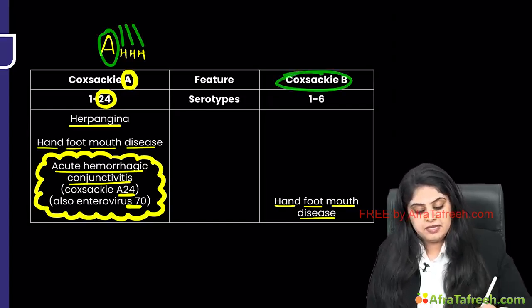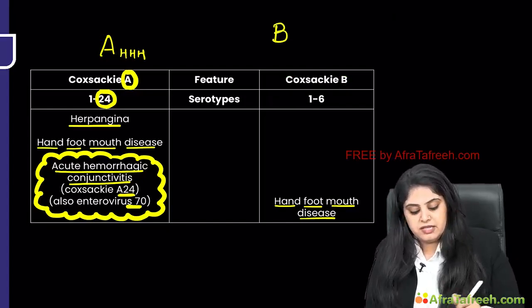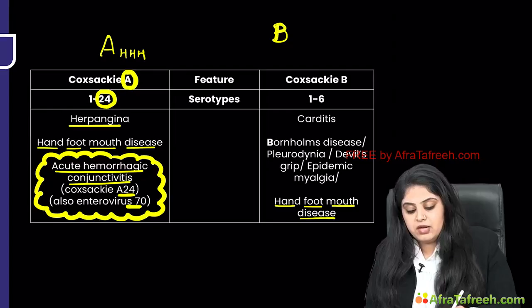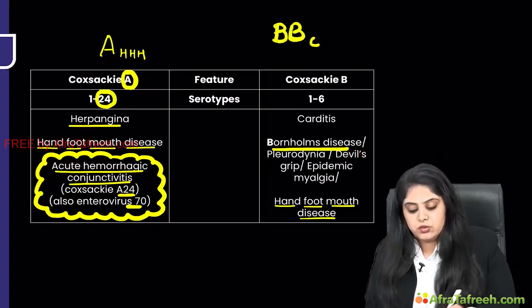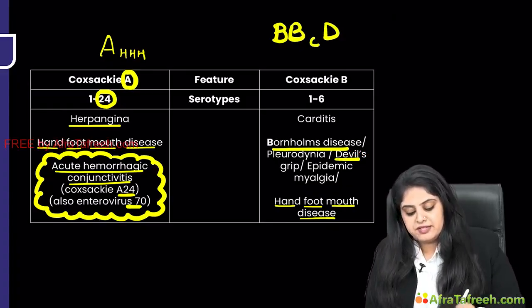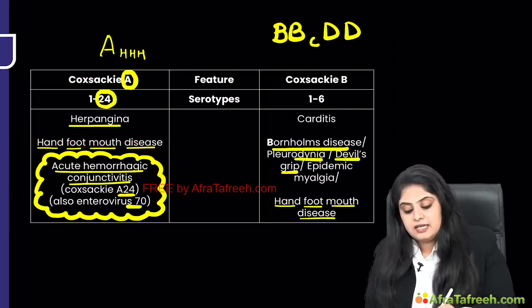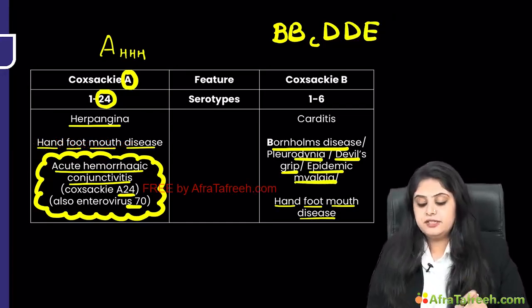Whereas Coxsackie B, hand-foot-mouth disease it does cause, but with B, you will start making a list. And it causes something called Bornholm disease. Write Bornholm disease in small letters, that I'll come to later. Bornholm disease is also known as devil's grip. It is also known as pleurodynia, and it is also known as epidemic myalgia. Only important for INI-CET students.